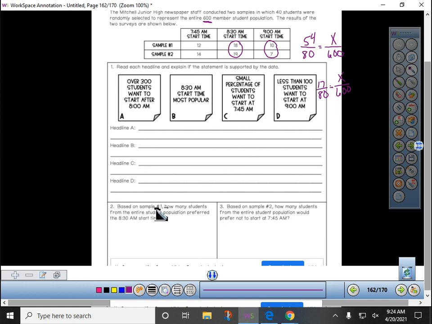Look at number 2 here. Based on sample 1, how many students from the entire student population preferred the 8:30 a.m. start time? How many people were in sample 1? 40. And who preferred 8:30? 18. If 18 out of 40, how many out of, what was the total? 600. Good. You don't have to solve it, just write it down. Good? All right, turn the page.